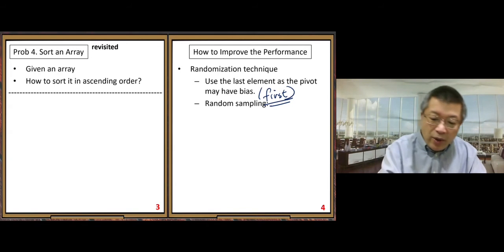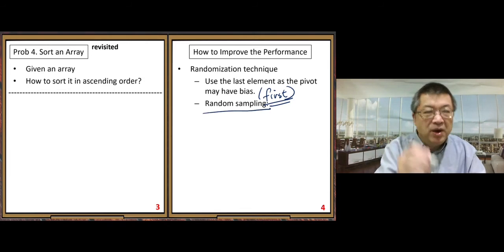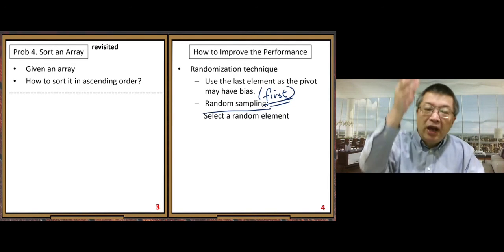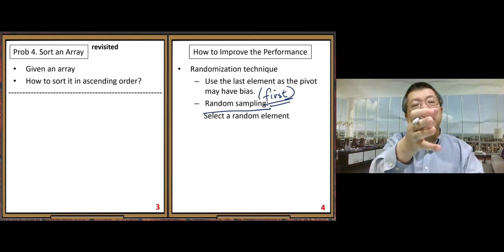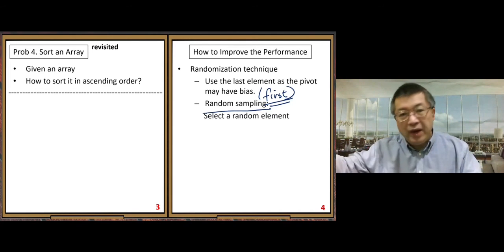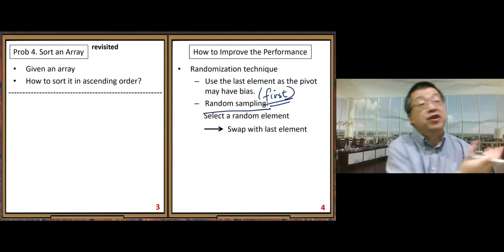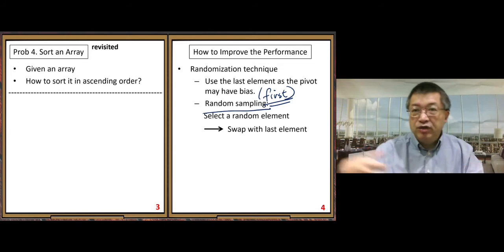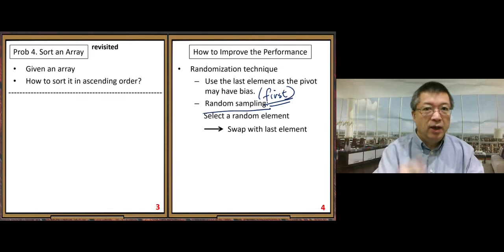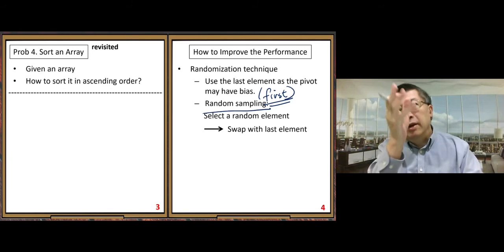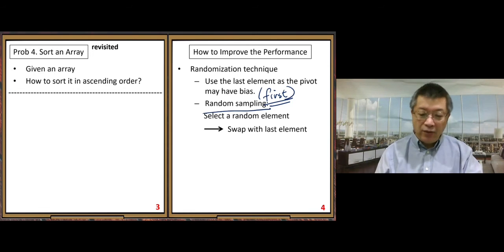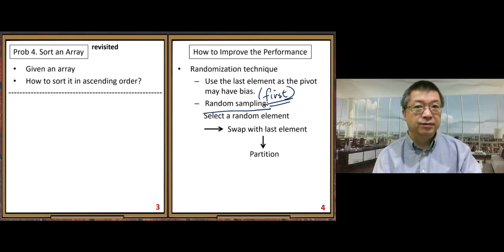So the way we are doing random sampling. Random sampling. That means we just select a random element in the array, swap it with the last element or the first element. Okay, yeah, depends on which partition version you use. After that swap, you have a very good chance to remove that bias. Yeah. Then we do the partition after that.